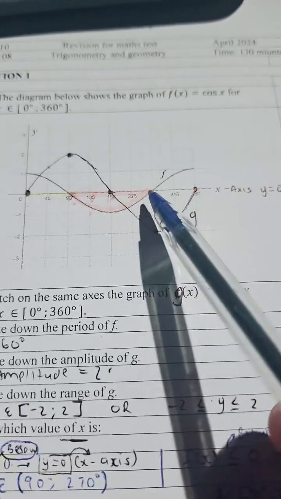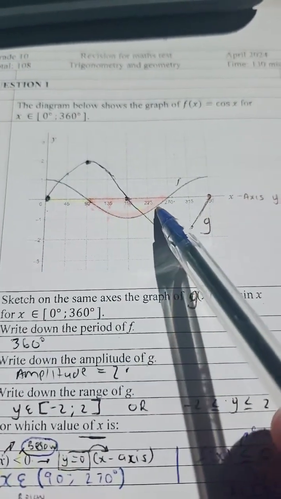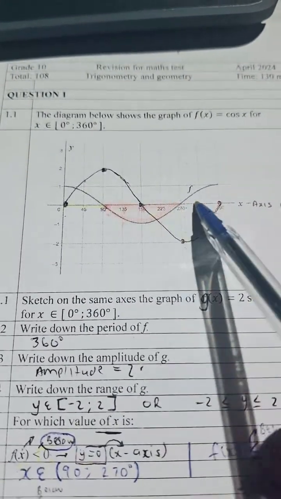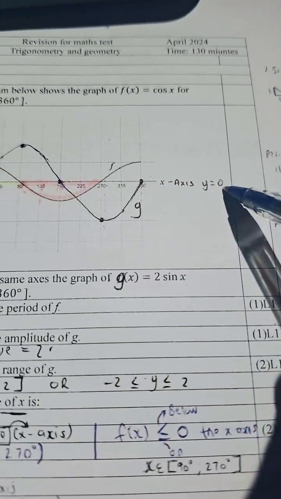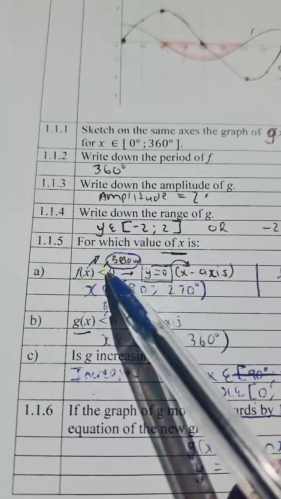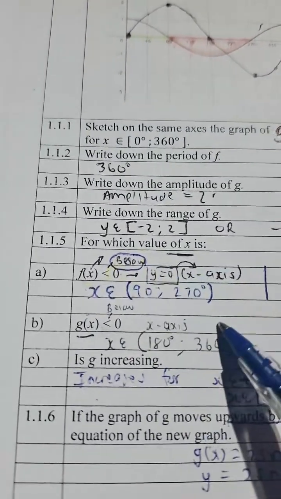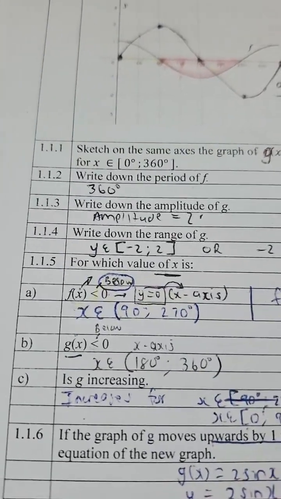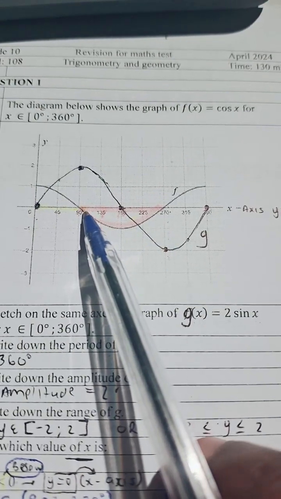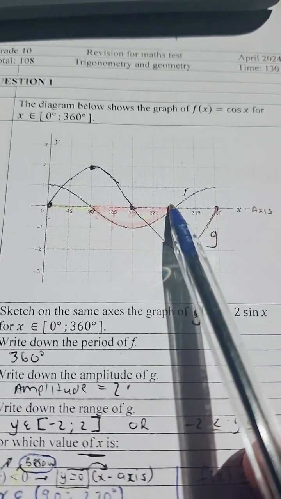But then from 90 to 270, look at the function. Where is it? It is now underneath. It is below what axis? The x-axis. In other words, it's below the line y is equal to 0. That is what we are looking for. We are looking for where the function is below the x-axis, in other words, the line y is equal to 0. So which x values show us the function being below? It is from 90 to 270.